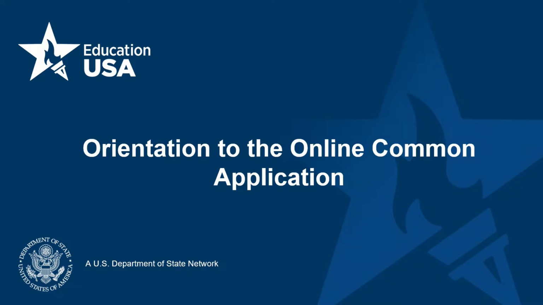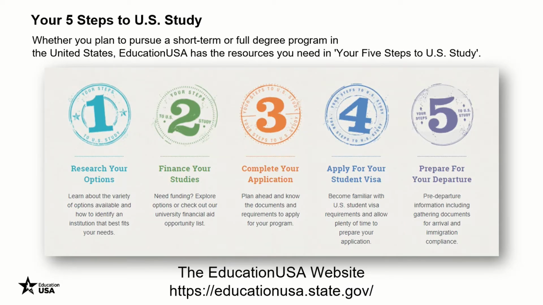The first step of the 5 steps to study is to research your options. The second step is to finance your studies. The third step is to complete your application. The fourth step is to apply for your student visa. And the fifth and final step is to prepare for your departure.